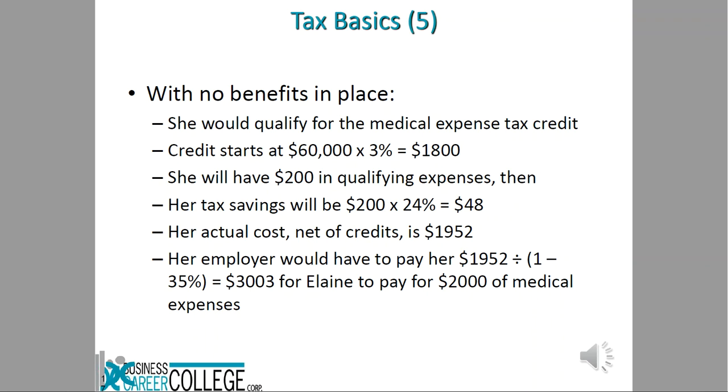So she would have $200 in qualifying expenses, giving her a total tax credit, assuming a lowest marginal tax rate, of $48, meaning her net cost is $1,952. In order to actually pay $1,952 at a 35% tax rate, her employer would really have to write her a check for $3,003.